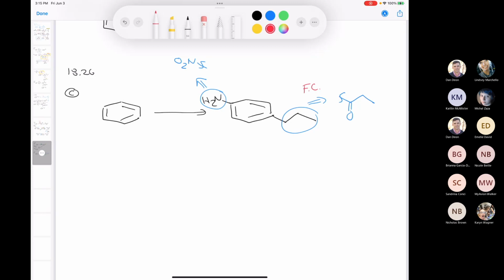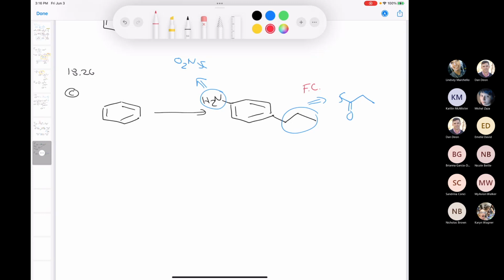Does anybody have an idea of where we could start here? I have a question. Yeah, go ahead. I don't know. I'm just trying to look at other things, but if we just started with NH2 without using the nitro, could you do that? Because it's an ortho-para.